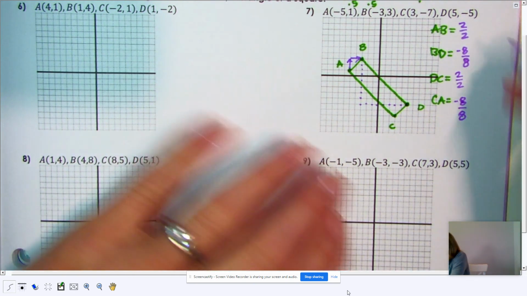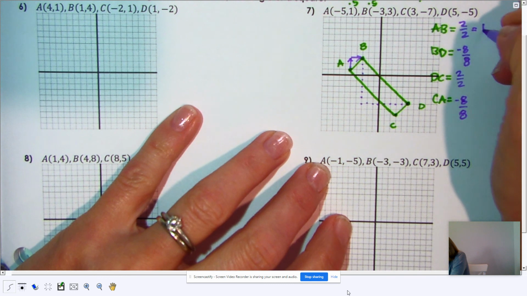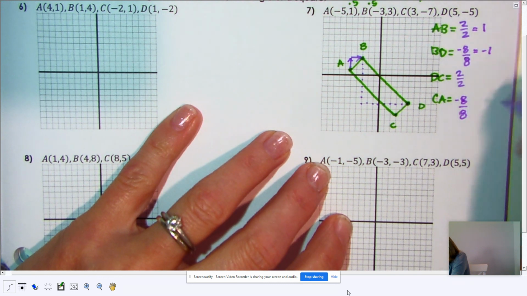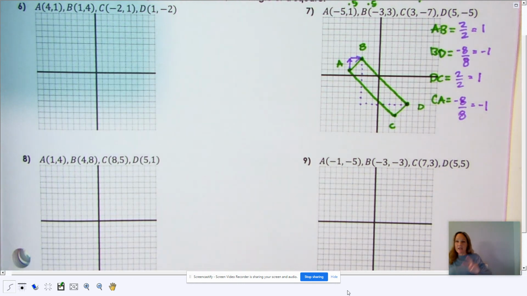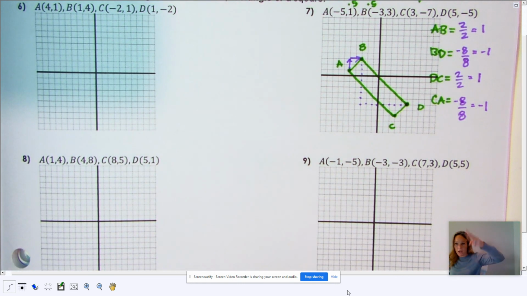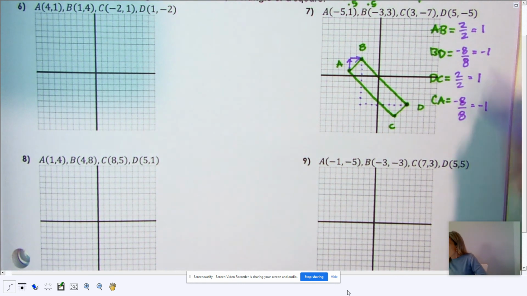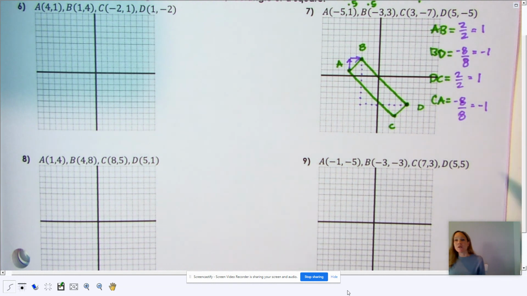This isn't the way we want to leave it though. We want to leave it reduced. So this is going to be positive 1, negative 1, positive 1, negative 1. Think about if I flip over 1, I still get 1/1. So these are opposite reciprocals. So I know it's either a square or a rectangle. It's not a rhombus because those are perpendicular to each other. Positive 1 and negative 1 are opposite reciprocals.